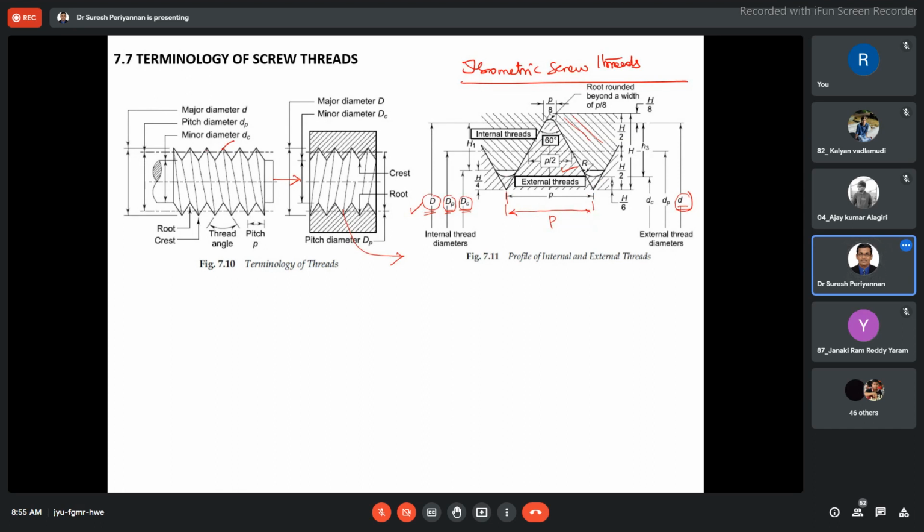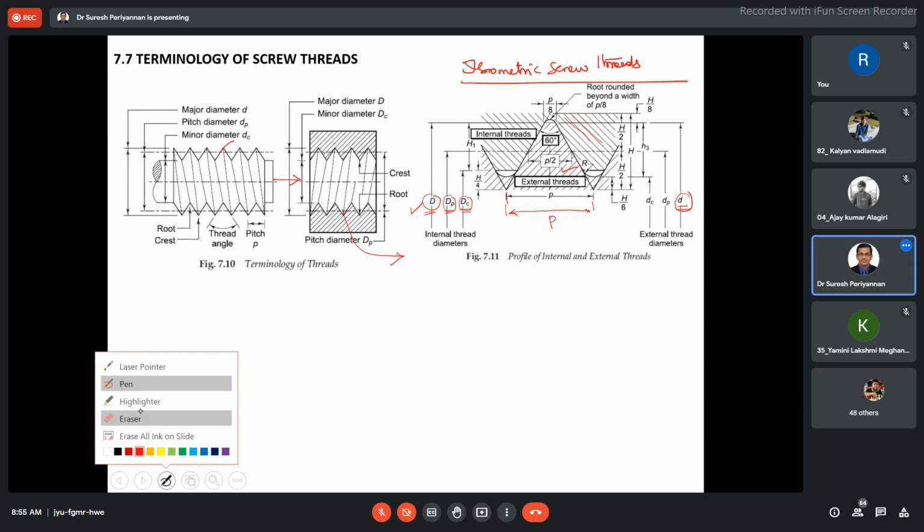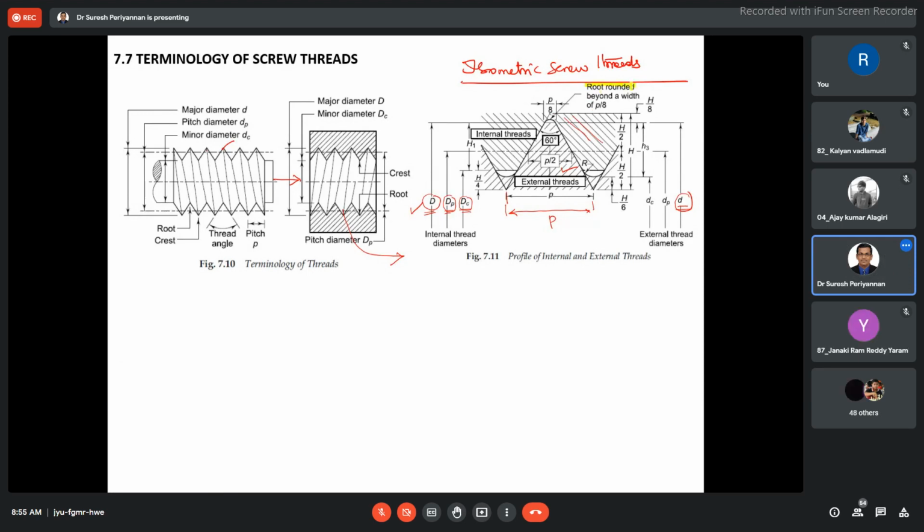Hence, we have to try to reduce the sharp corners by introducing a rounded profile. See here, this is a standard P/8, the rounded arc beyond the width. This is the rounded width. The P/8 is provided for the external thread.